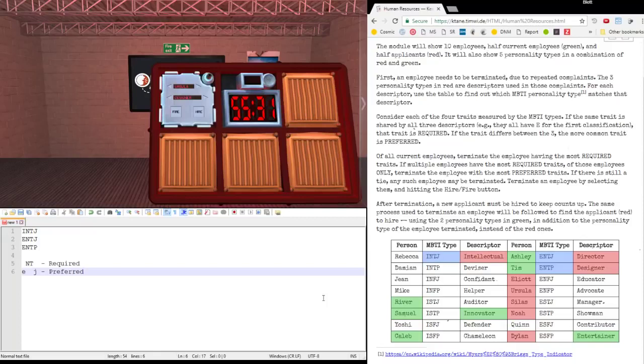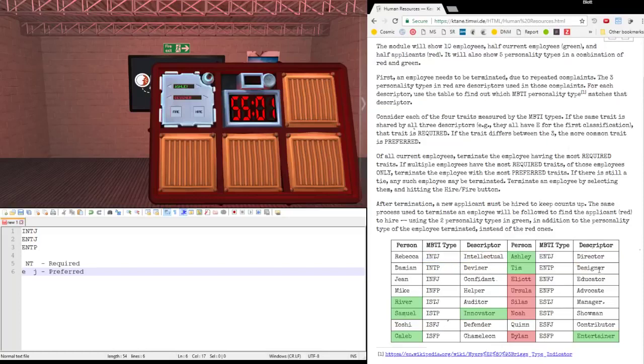What I like to do first off, optimal will be ENTJ. Is that an option? In this case, yes, I do have an ENTJ as a person currently hired, Ashley. So that's who I eliminate. They have both required traits and both preferred traits. So we're going to find Ashley and fire him. Alright, stage 1 is done.